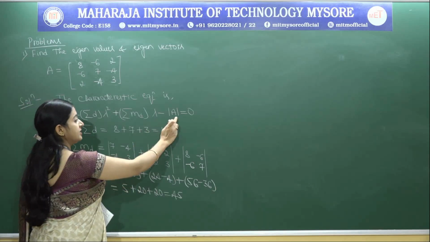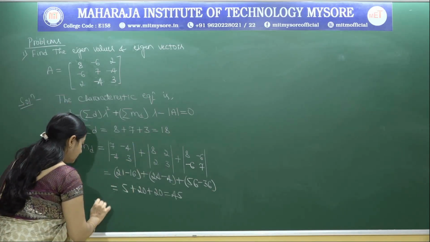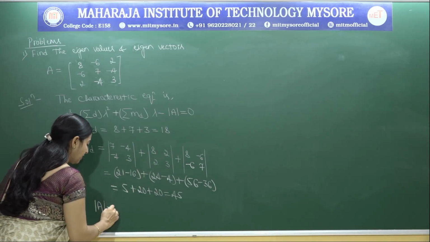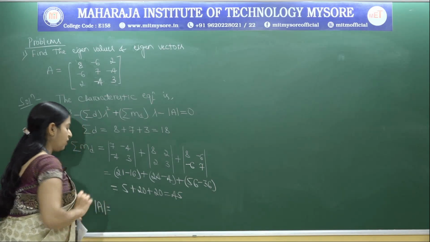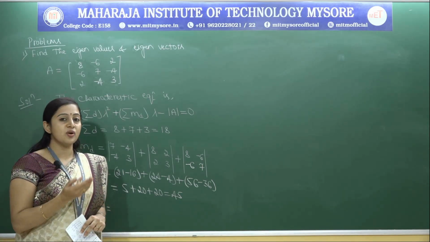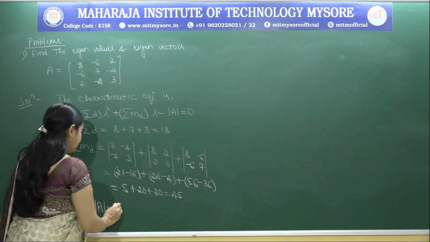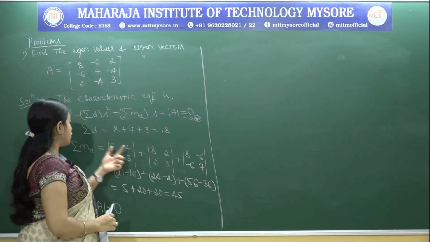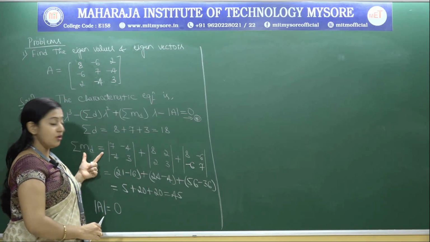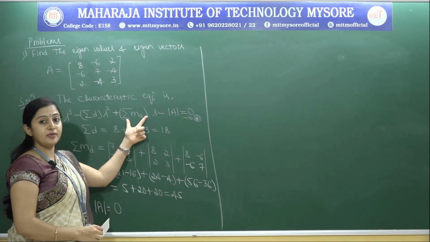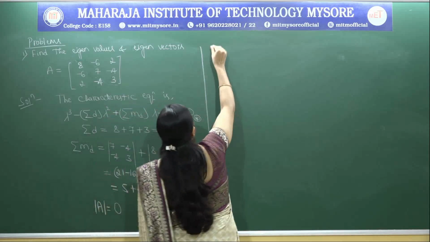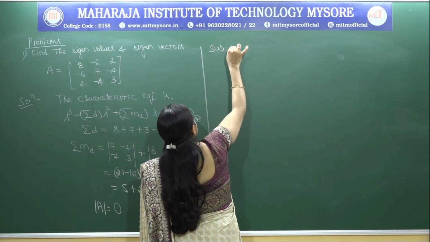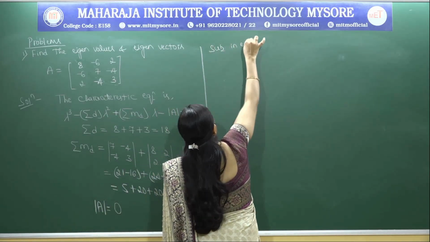Then the third one is the determinant of A. So find the determinant of the given square matrix of order 3 cross 3 using your calculator. You will get the determinant of A equals 0. Next, substitute the summation of D, summation of MD and the determinant into the equation star.